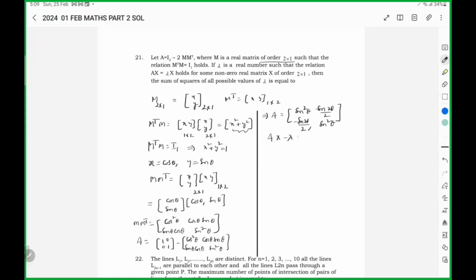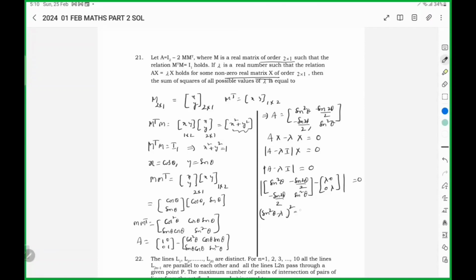So after this, Ax equals lambda x, A minus lambda I of x is 0 holds for some non-zero x. That means det of A minus lambda I is 0. So sin square theta minus lambda, minus sin 2 theta by 2, and so on, is 0. So sin square theta minus lambda whole square is equal to sin square 2 theta by 4. Sin square theta minus lambda is sin 2 theta by 2.